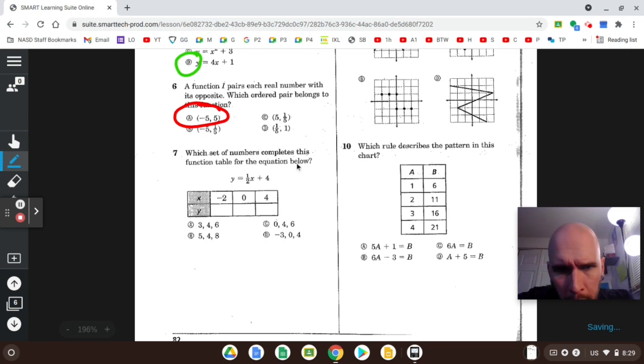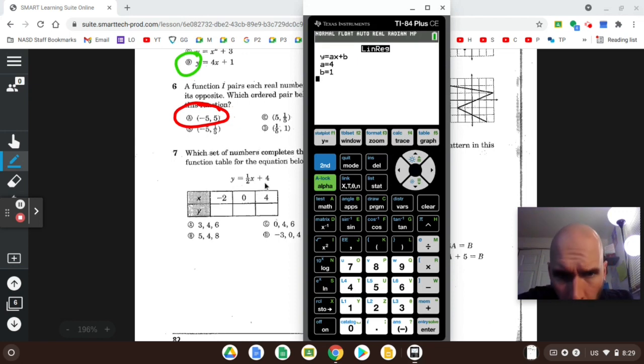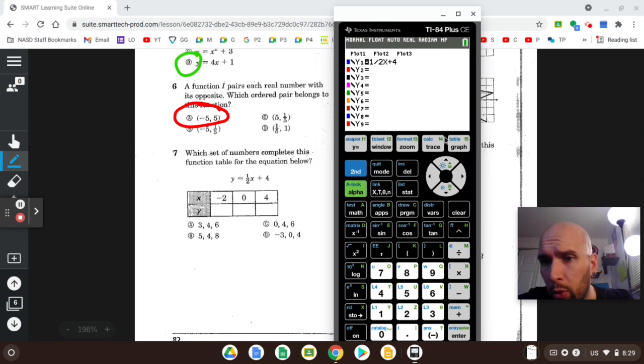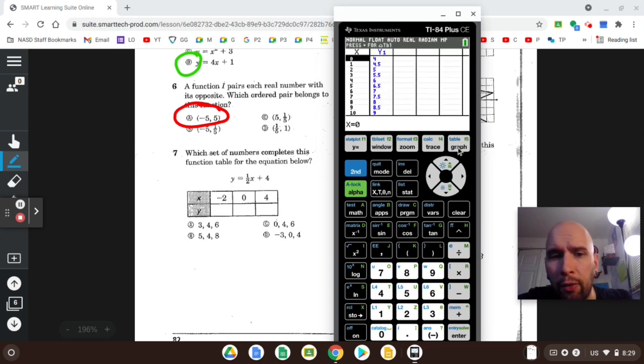Which set of numbers completes this function table for the equation below? Well, why don't I get my calculator out and make a function table? This is y equals half x plus 4. So I'm going to type out y equals half x plus 4. I want to check out a function table, so I'm going to go to Table, which is second graph. I can go up a few times.